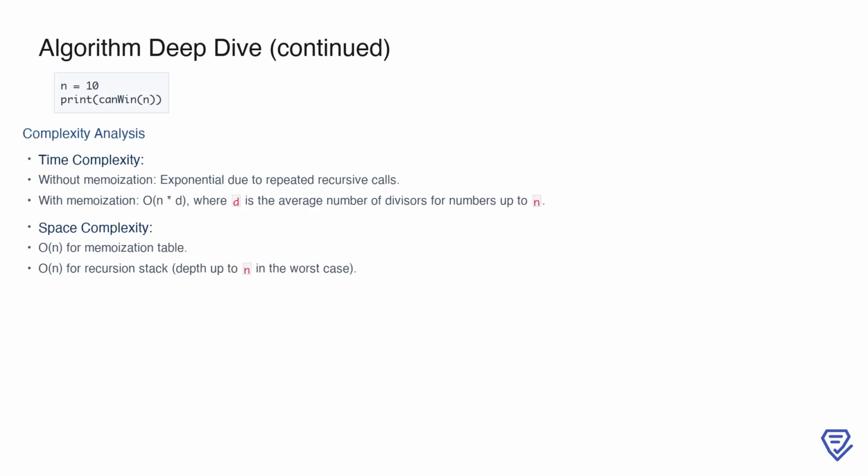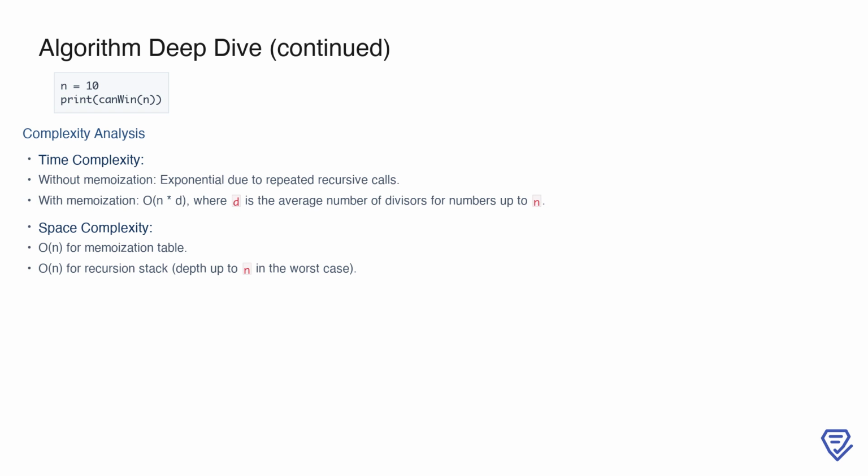To illustrate the algorithm, consider an example where n equals 10. We call canWin(10) and evaluate all possible divisors of 10 to determine if the first player has a winning strategy. The function uses memoization to cache intermediate results, making future calls more efficient.